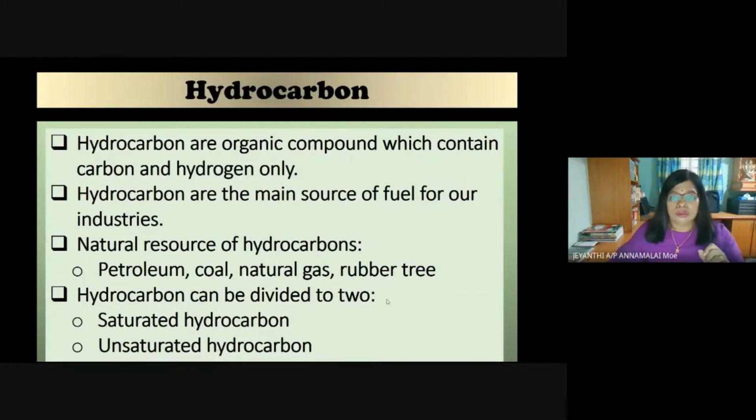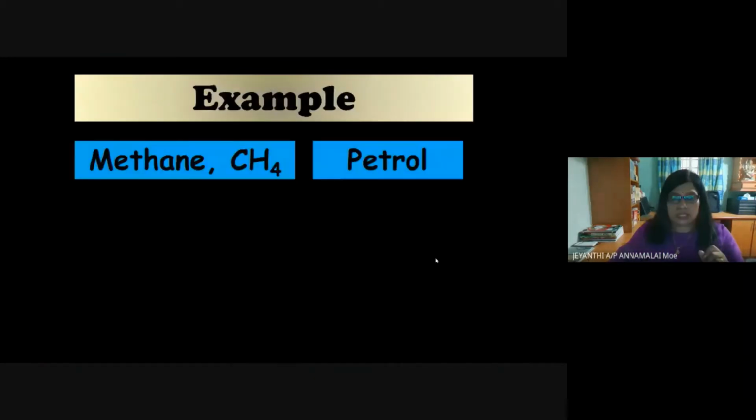Okay, so next, example, methane. Methane is a gas that we use for cooking, the cooking gas that we buy. Inside the gas tank there is methane, CH4. You also know the smell, the one that we have in the lab, the smell of gas if it is leaking. So CH4 is the symbol, and petrol is another example. I'm only giving you two examples, there are many more.